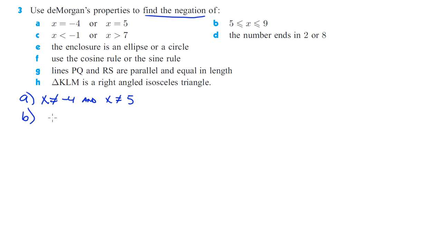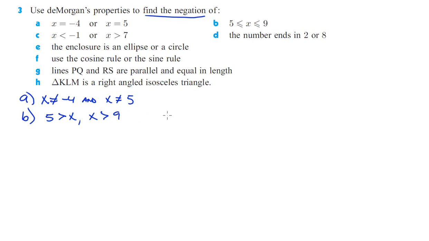5 is less than or equal to x, which is less than or equal to 9. So really what we're going to do is flip those both around. So we've got 5 is greater than x, and x is greater than 9. Okay, and we really shouldn't write this as a compound inequality because x is less than 5 and x is greater than 9. Those are not going towards each other.